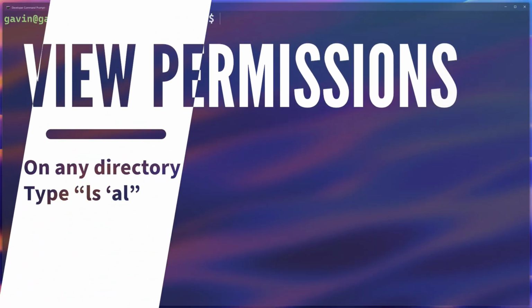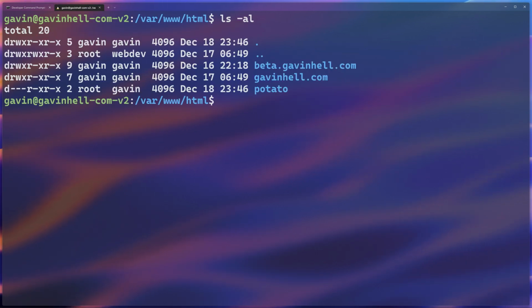So the first thing we're going to do is view permissions of all the files. I'm going to type in ls -al. This will give me a printout of every file and the permissions associated with them.